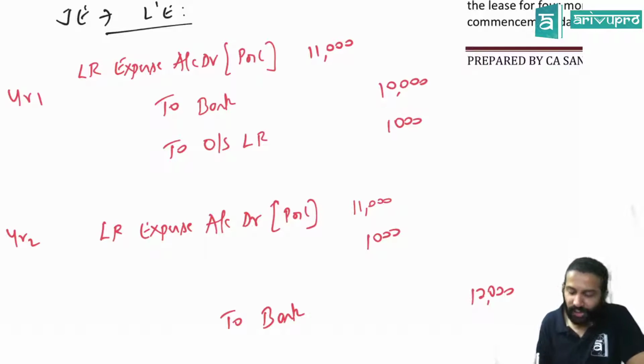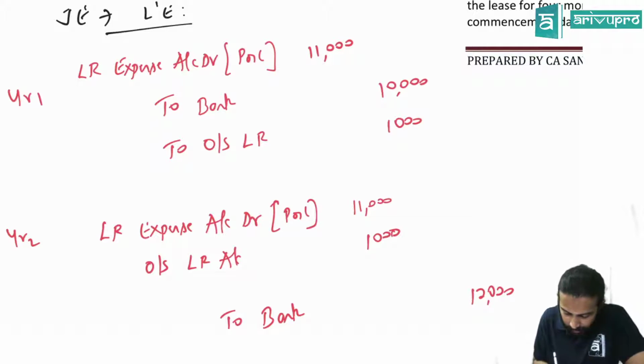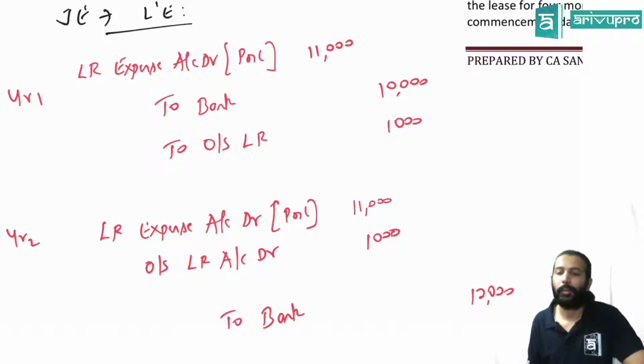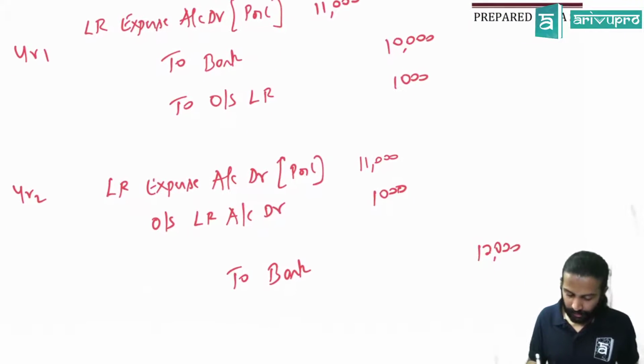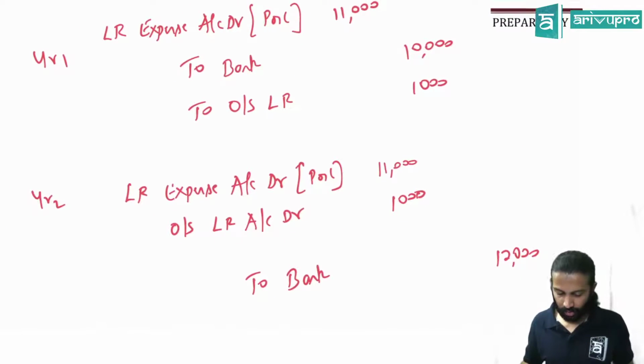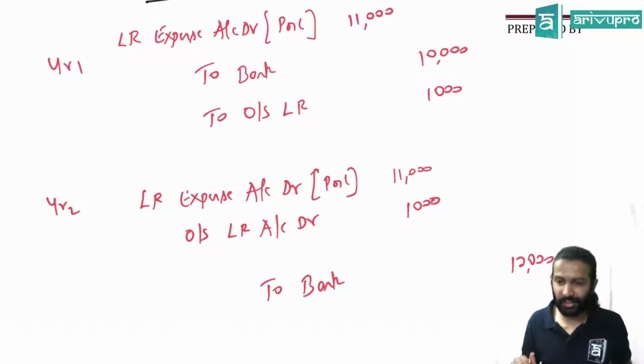We booked that as outstanding lease rental, no? And the outstanding is now paid over, so reverse it. That means here you'll write outstanding lease rental account debit 1,000. That's all, that will be the entry. Got it? If you want, you can copy this into your study material. This case is not there in the book.